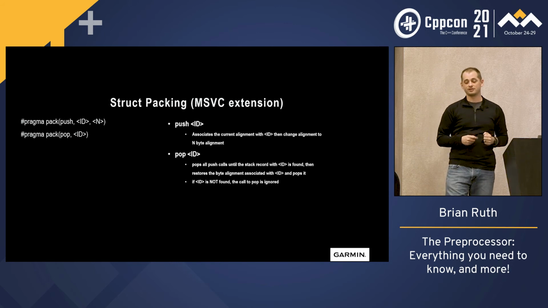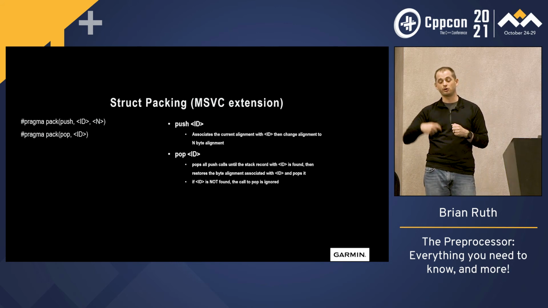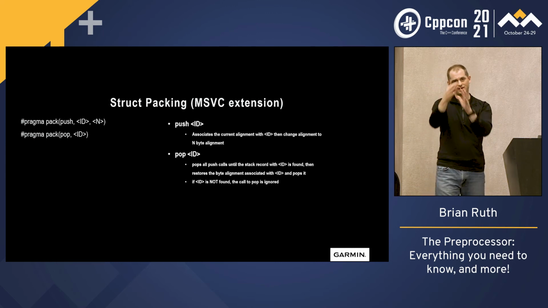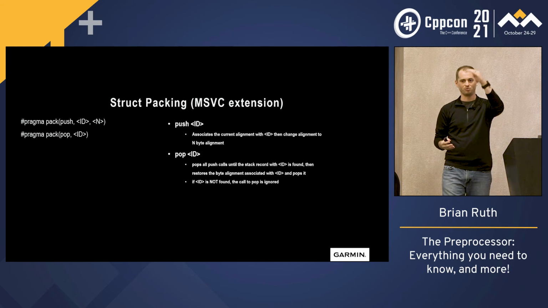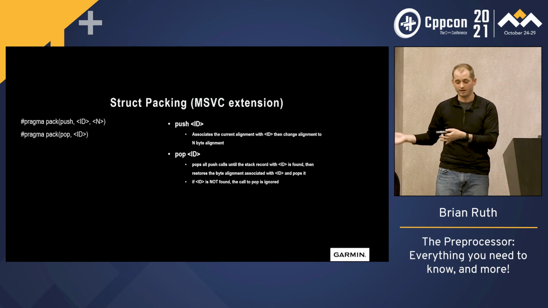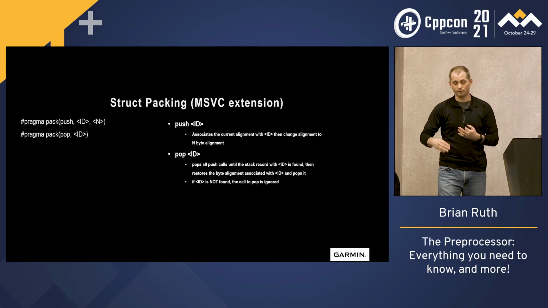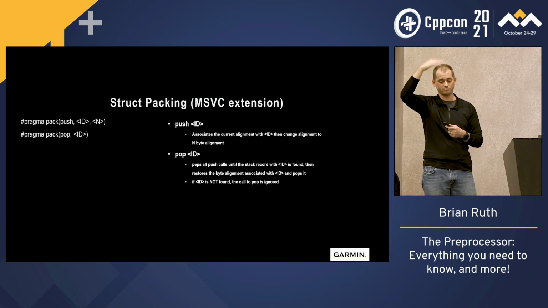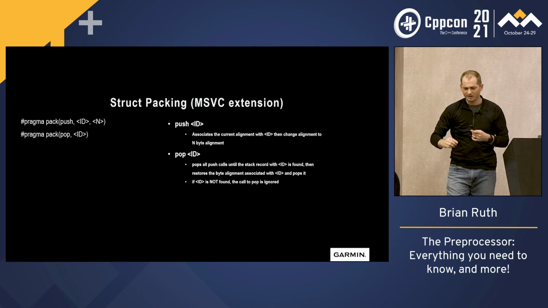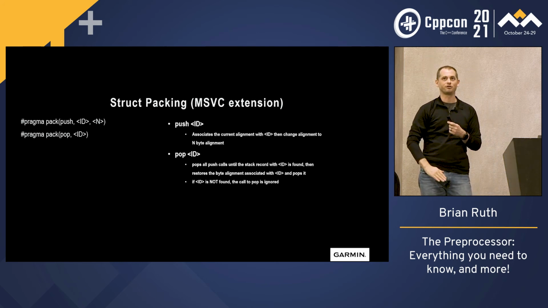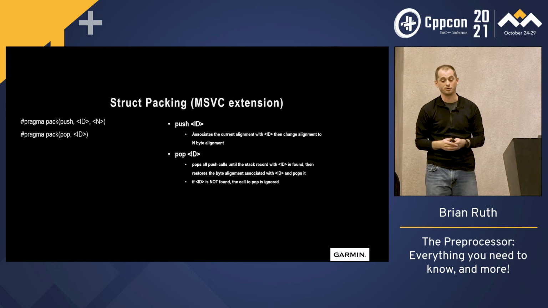MSVC has an extension to this. This extension allows you to associate an ID with what you're pushing. So you can push and pop and be a little bit more complicated as to what you want to push and pop. It's going to associate an ID with your current push or the current alignment. And then when you go to pop it, it's going to pop everything up until that ID. So you can do multiple pushes, multiple pushes, multiple pushes, and then pop, and it goes all the way up the stack. But the weird thing about it is that if it doesn't find the ID in the stack, it actually doesn't do anything. You would think it would just pop all the way to the top, but it doesn't. It just doesn't do anything.